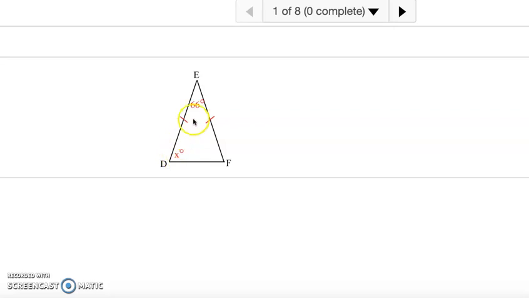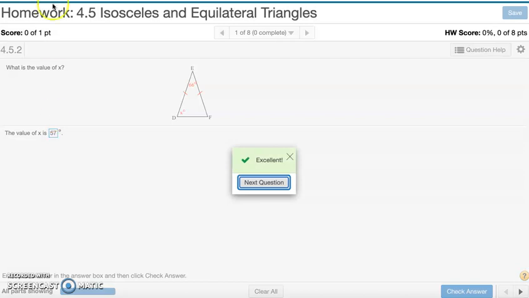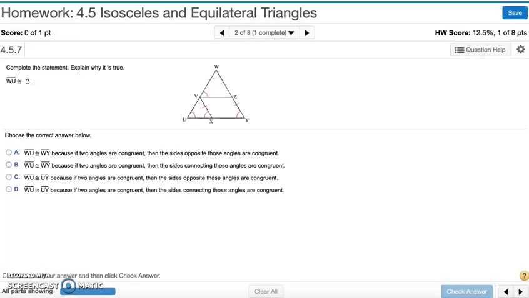So to find x, we got to subtract 66 from 180 because all three of these add up to 180, and then divide by 2. So 180 minus 66 divided by 2 gives you 57. And that's number 1. Number 2, complete the statement and explain why it is true. So WU will be congruent to WY, and that is because the angles across from them are equal to each other.